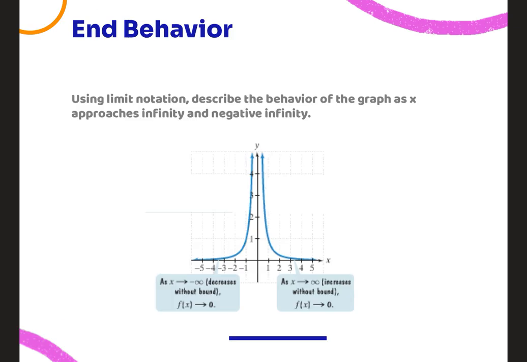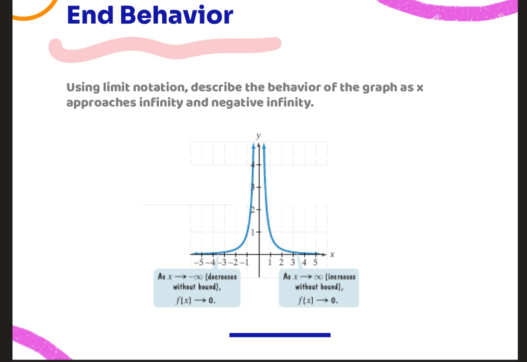So this one says using limit notation. We're doing end behavior. We're going to use limit notation to describe the behavior of the graph as it approaches infinity and negative infinity. And now we're talking about the x values. When we're talking about end behavior, quick recap, if we're talking about a polynomial function, let's say f of x equals 2x squared plus x minus 1, and I asked you what the end behavior was. The rule then is you look at the exponent. If it's even, they both rise or they both fall. If it's odd, they go in opposite directions. Do you remember this? Yes.